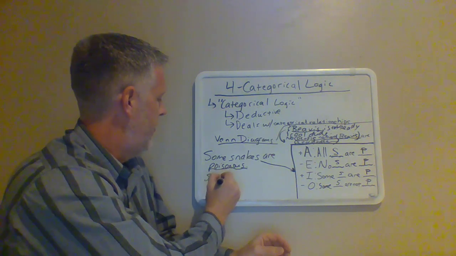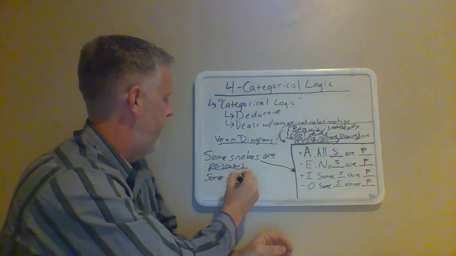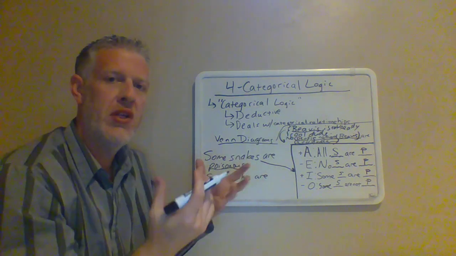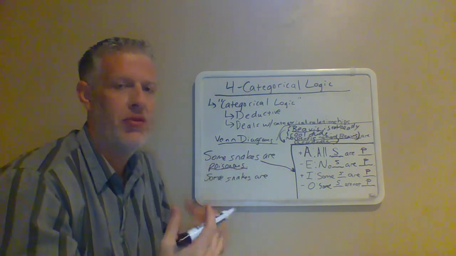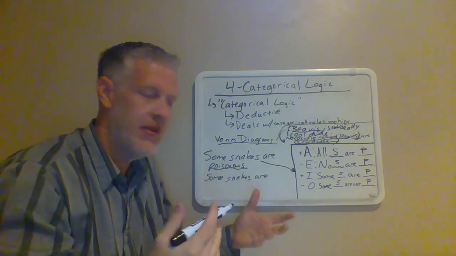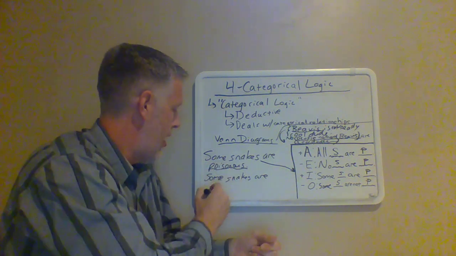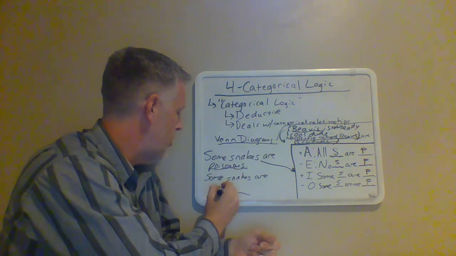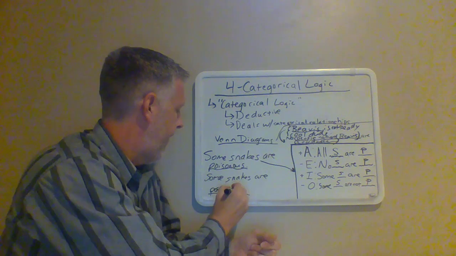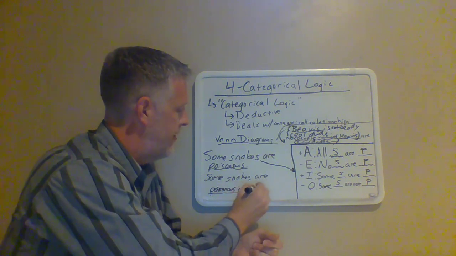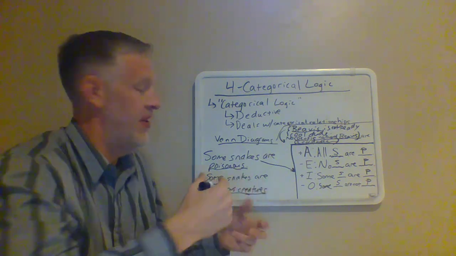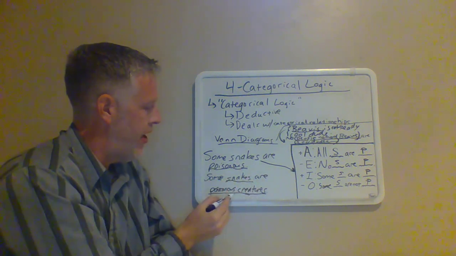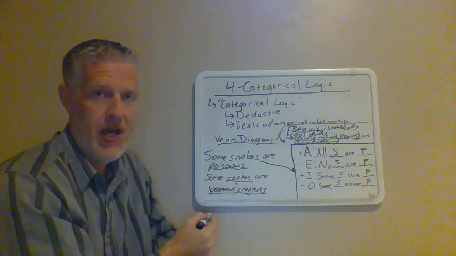We'd say some snakes are, and you can tweak this however you want as long as it's applicable and meets these criteria, right? That it's plural and it's a noun or noun phrase. So you could say, are poisonous creatures, or you could say poisonous snakes. But one way or another, it's got to be a noun or noun phrase. An adjective by itself is not going to work.